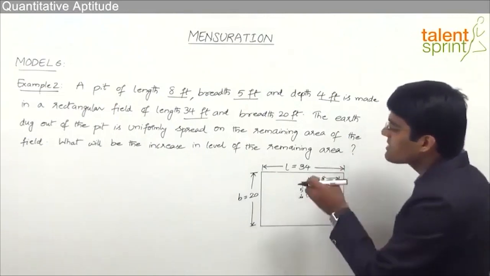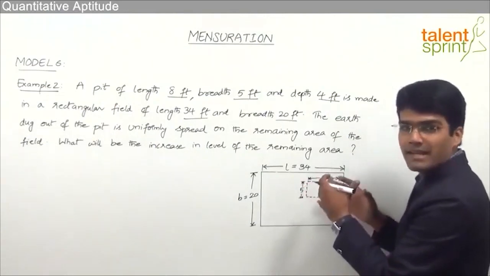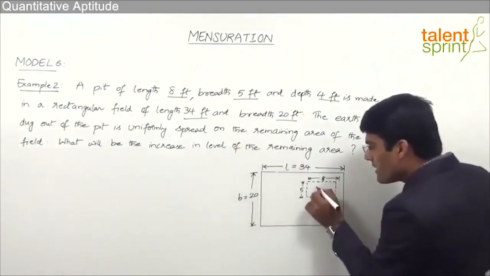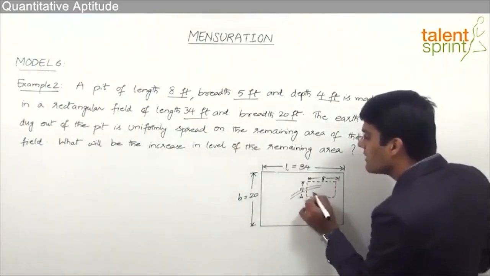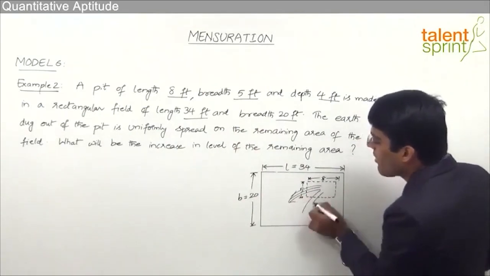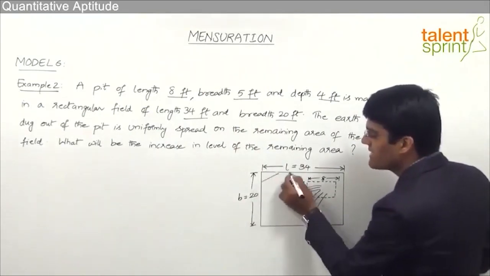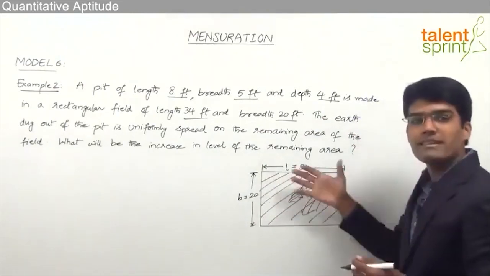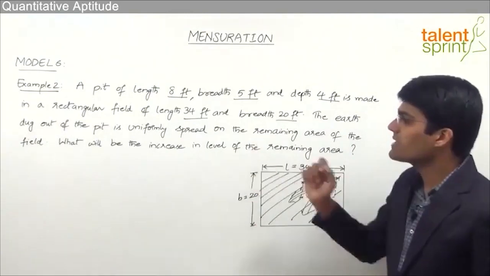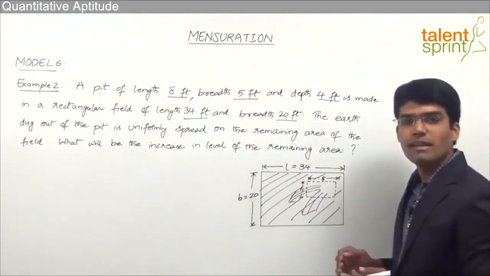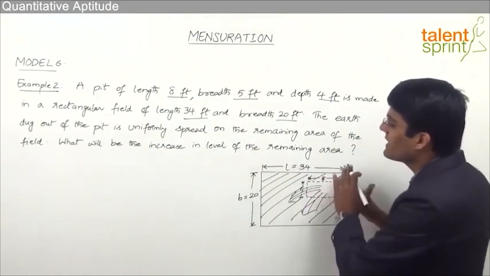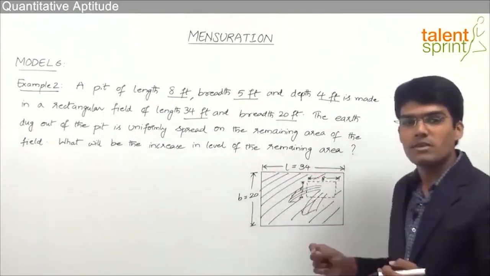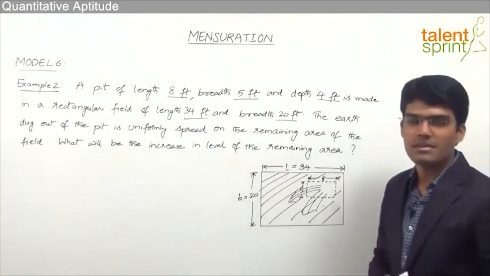Now the earth that comes out of this field, earth is nothing but the sand and the mud that comes out, is uniformly spread on the remaining area. So whatever quantity of mud or earth that we get out is uniformly spread on the remaining area of the field. So that is the remaining area. This is the remaining area on which that mud is spread uniformly. So the question says what will be the increase in level of the remaining area. It is obvious that when we spread the mud uniformly on the remaining area, there will be an increase in height, there will be an increase in level. So what will be that increase in level is the question here.